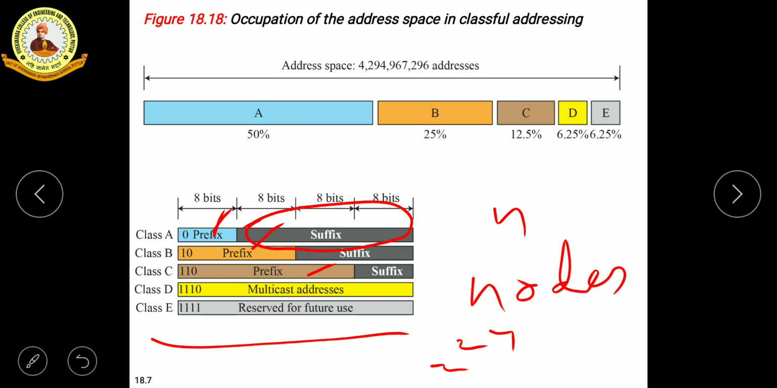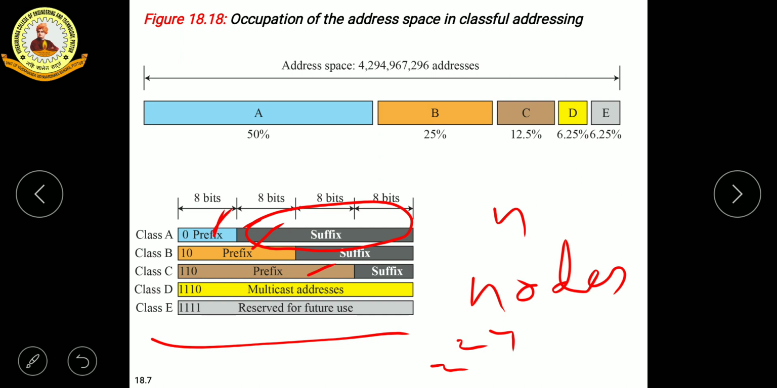In class A, network length is 8 bits, but since the first bit, which is 0, defines the class, we can have only 7 bits as a network identifier. This means that there are only 2 raised to 7, that is 128 networks in the world that can have a class A address. So 0 is the prefix here. Leaving that, what is the value of n? N is 7, that is 8 minus 1. So you can have 2 raised to 7, that is 128 networks. Only 128 networks in this world can have class A addresses.